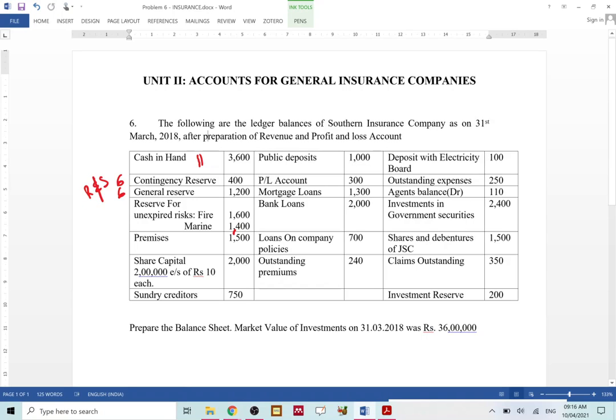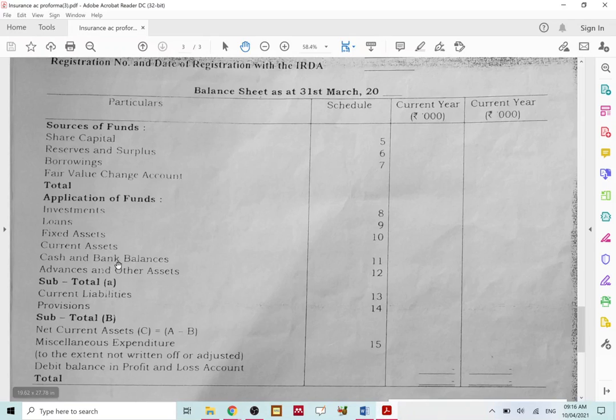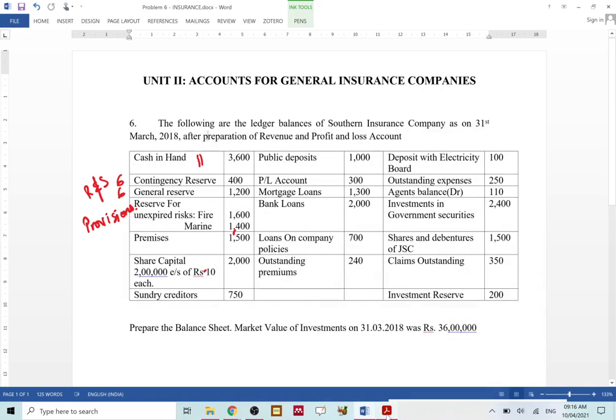Next you have reserve for unexpired risks, fire and marine insurance. Now you remember how in the revenue account we do this reserve for unexpired risk. We do a provision, right? And we deduct the changes in that provision from the premiums that we show in the revenue account. These reserves are actually provisions, and those come under schedule 14, right? If you see here under current liabilities, you have provisions, schedule 14.